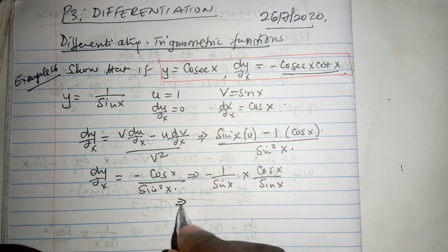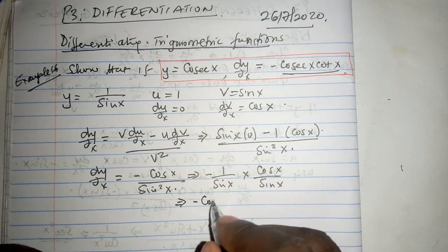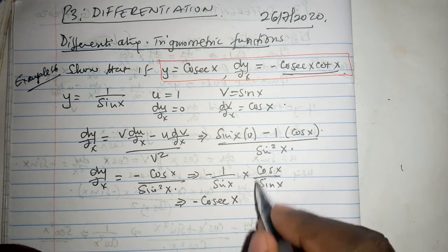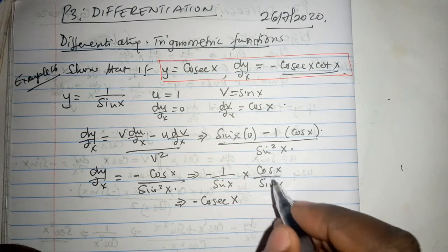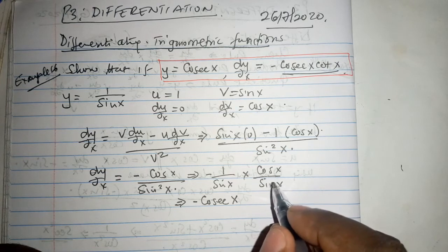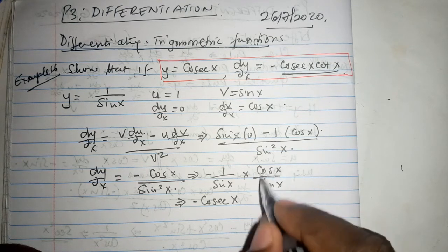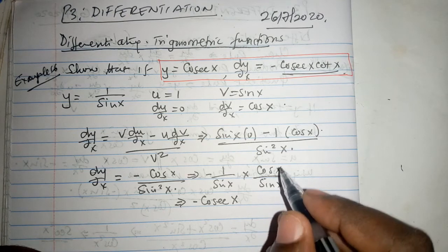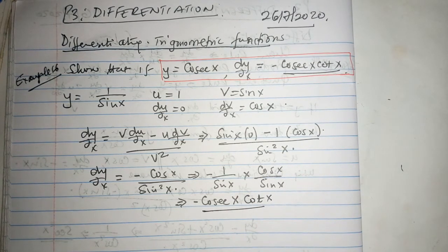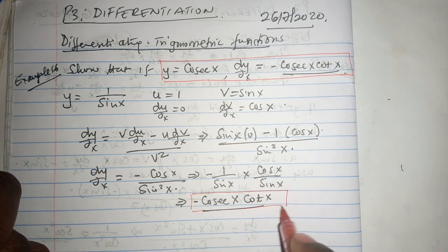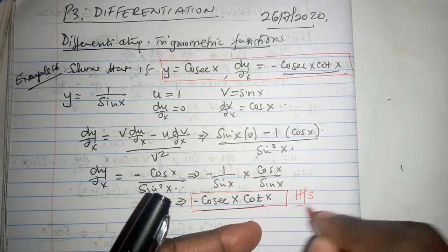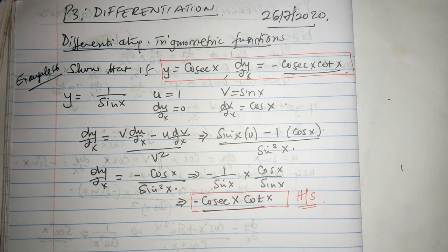Now it goes without saying that this is negative cosec of x, because 1 over sine x is cosec of x, multiplied by cosine x over the sine of x, which is the reciprocal of the tangent of x, which is 1 over the tangent of x, which is ideally the cot of x. The cot of x. And this is exactly what we were to show. You can see we have been able to show that, and we can say hence shown. So that is just it as far as that one is concerned.